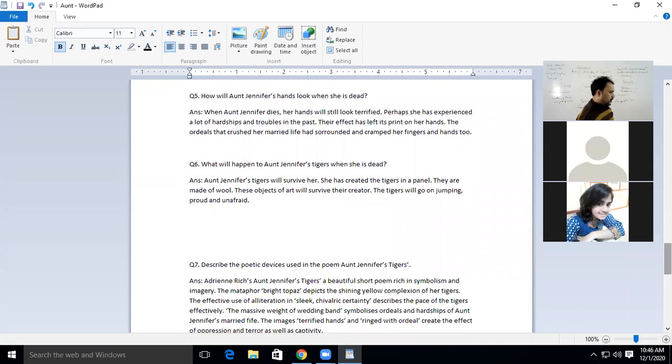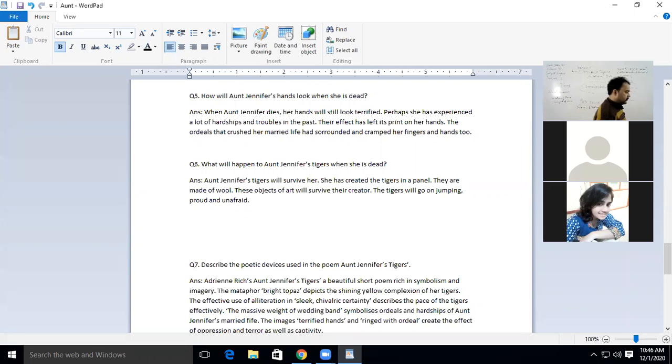Question number 5. How will Aunt Jennifer's hands look when she is dead? How will her hands look when she is dead? Answer, Prakshal. So, when Aunt Jennifer will be no more, her terrified hands will lie.